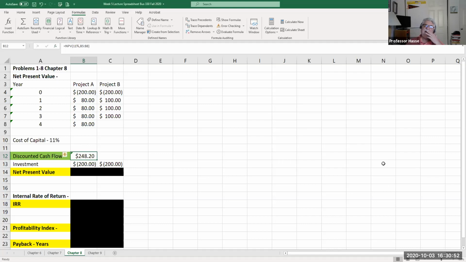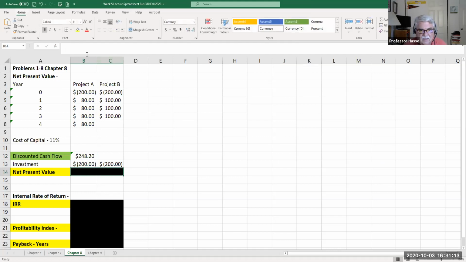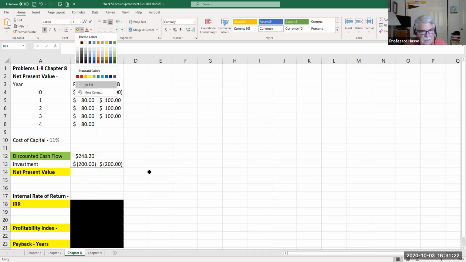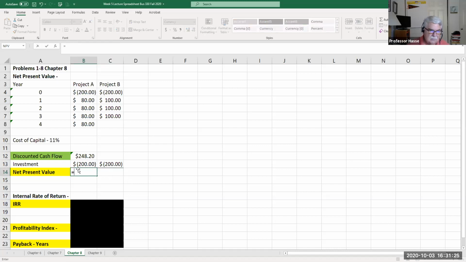And my total discounted cash flow is $248.20. That's the $320 of cash flow I'm getting into the future, discounted back at 11%. So my net present value would be the difference. My net present value would be the discounted cash flow less the amount of investment in year 1. And so if we take equals this plus this, we get $48.20. That's the net present value.